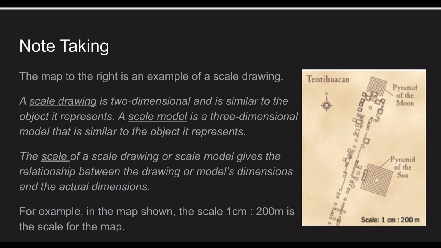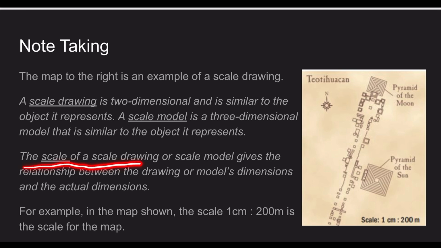So for instance, a map. Right, here's a map. A map is obviously much smaller than whatever it's representing, right? This little pyramid right here on the map is tiny, but the pyramid in real life is going to be huge. So a scale drawing is representing something much bigger. And the same thing with a scale model. Think of a toy car. A toy car is tiny. A Hot Wheels is tiny, but it's representing something much bigger. So it's a tiny version of something a lot bigger.